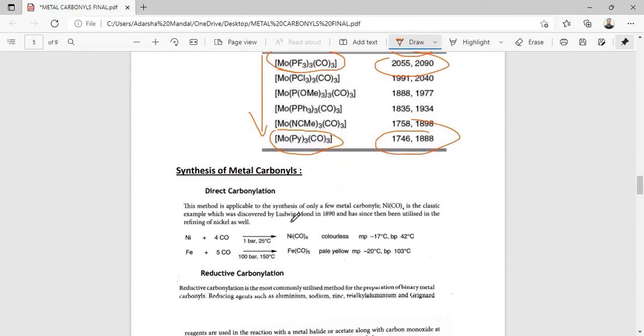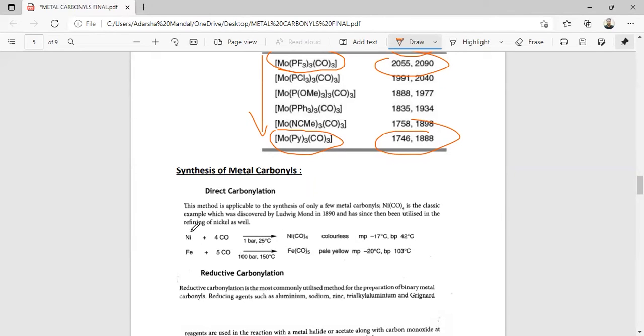So now I will discuss the synthesis of metal carbonyls. Metal carbonyls can be synthesized in various ways. One is direct carbonylation. Direct carbonylation means we react the metal with carbon monoxide gas, and that will form the metal carbonyl bond. This method is applicable to the synthesis of only a few carbonyls. It is a classical example discovered by the scientist Mond in 1890. It has been utilized in the refining of nickel as well as iron.